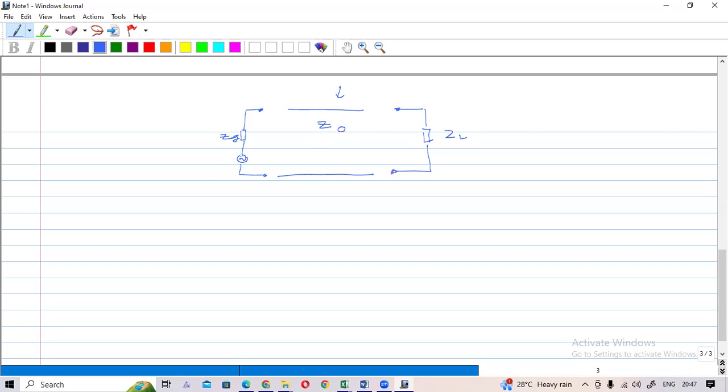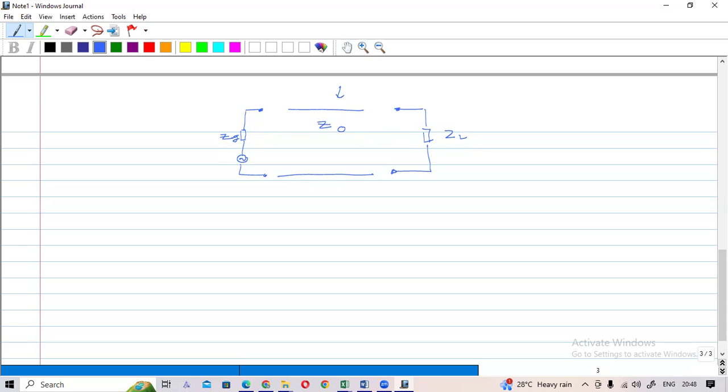Okay, so as I told you, this can be a signal generator, this can be a coaxial cable, this can be an antenna, or this can be a power amplifier, this can be a transmission line, this can be an antenna, or this can be a modulator, this can be a transmission line, and this can be a power amplifier, anything. So this is okay for anything.